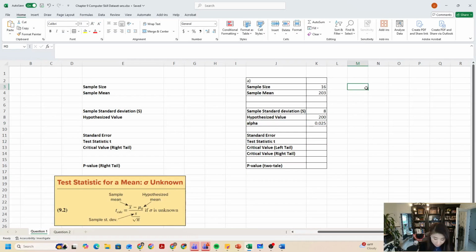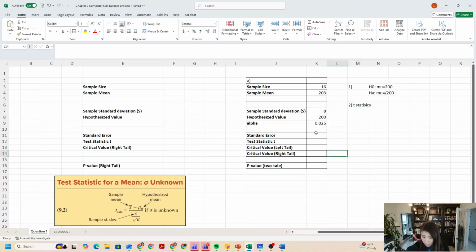Okay, step number 1. What is your hypothesis? So your hypothesis H0 is mu equal to 200. Your H alternative is mu not equal to 200. Therefore, that's why you know this is a two-tail test. Step number 2, calculating the t statistic.